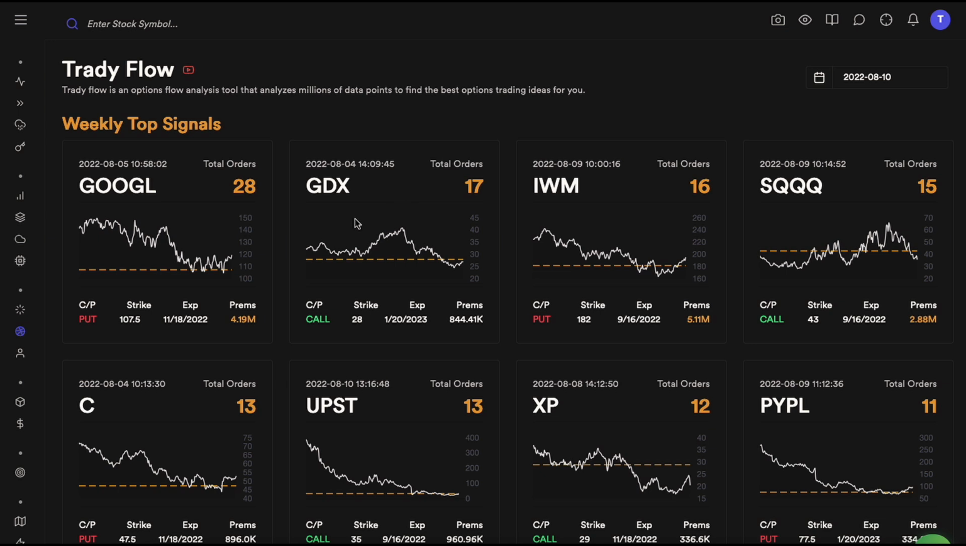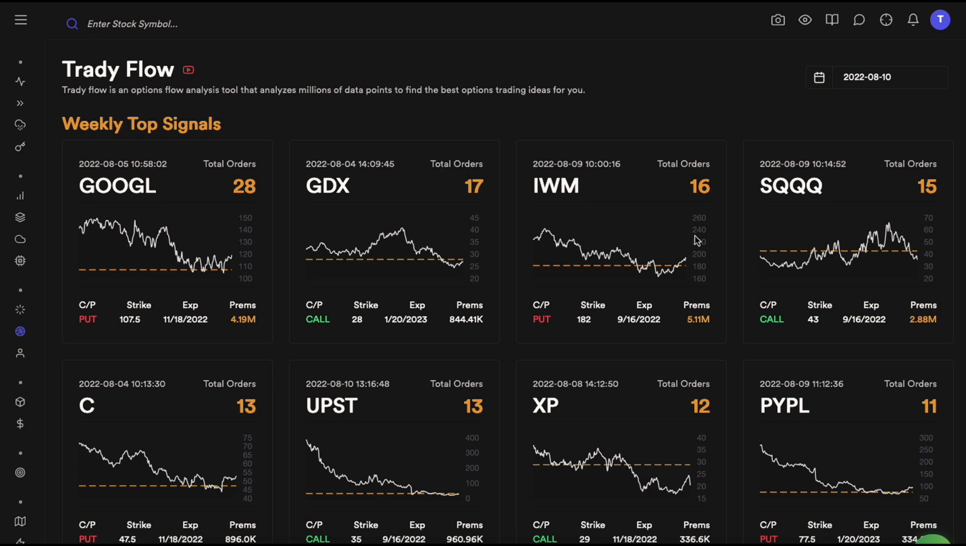On the top, we have the top signals. These are based on how much repeat flow we saw. For this Google put that we saw, I think, 2 or 3 days ago, there were 28 repeat orders for a put with strike 107, expiration 11th November, and the total premiums were about $4.19 million. So a lot of money was being spent on this put. Then we have GTX, IWM, and others. These are all the contracts that have not yet worked out, so we keep them on the top.